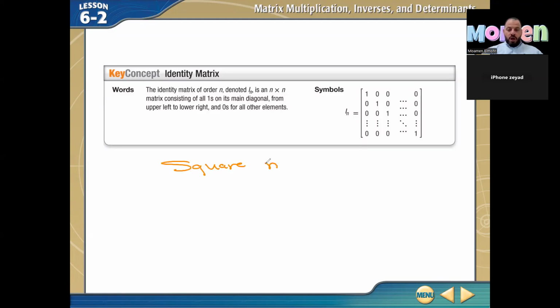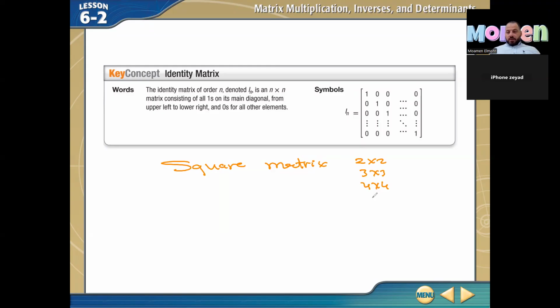What is meant by a square matrix? The number of rows equals the number of columns. It means 2 times 2 is a square matrix, 3 times 3 is a square matrix, 4 times 4 is a square matrix. So a square matrix is one where the number of rows equals the number of columns.